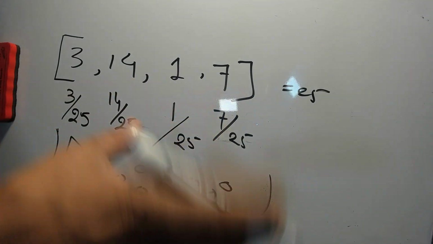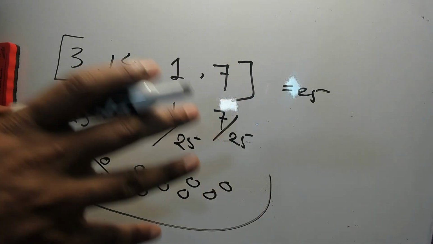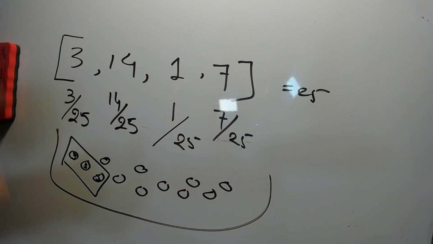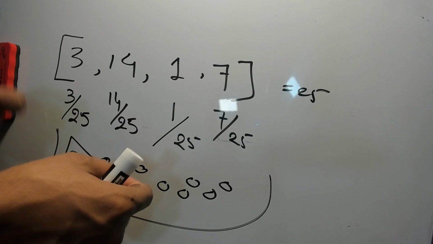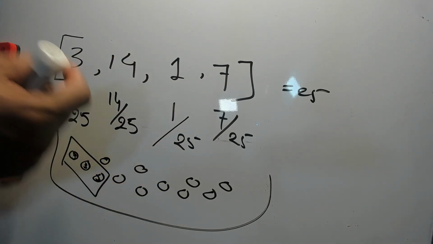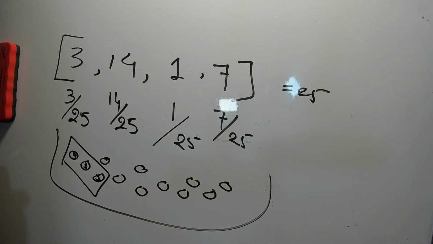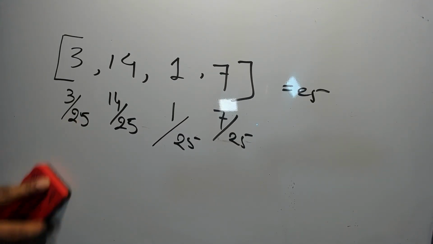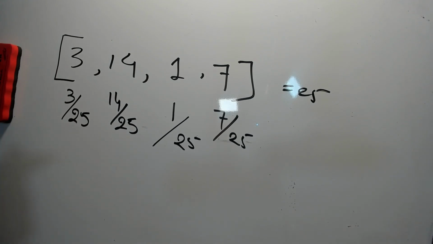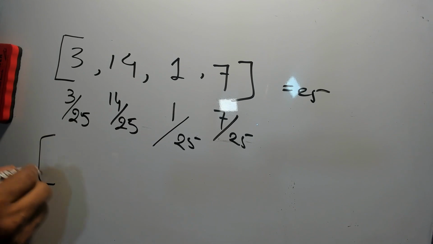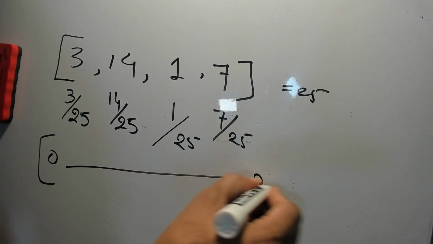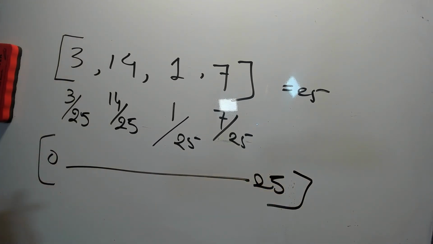If we put that number of coins in the box, then when we pick one, the probability of getting 14 will become 14 by 25, the probability of getting 3 becomes 3 by 25, and so on. So you got the gist here. We need a box of 25 numbers, so the numbers will go from 0 to 25.